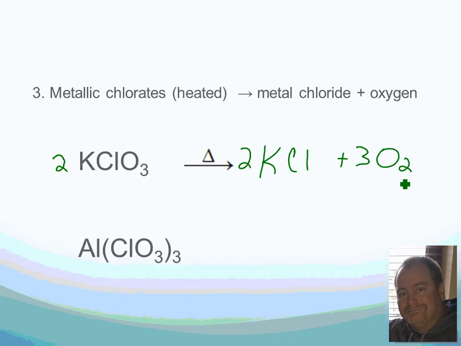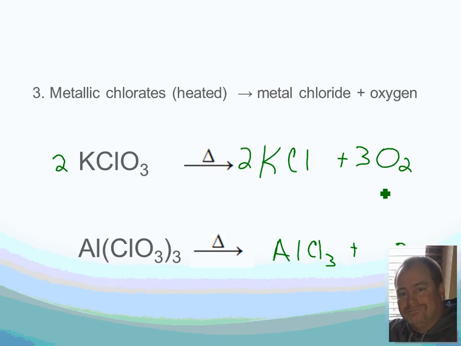Here's aluminum chlorate. It's heated. So, what is my metal chloride being formed? Aluminum chloride, which is what? AlCl3 plus oxygen.